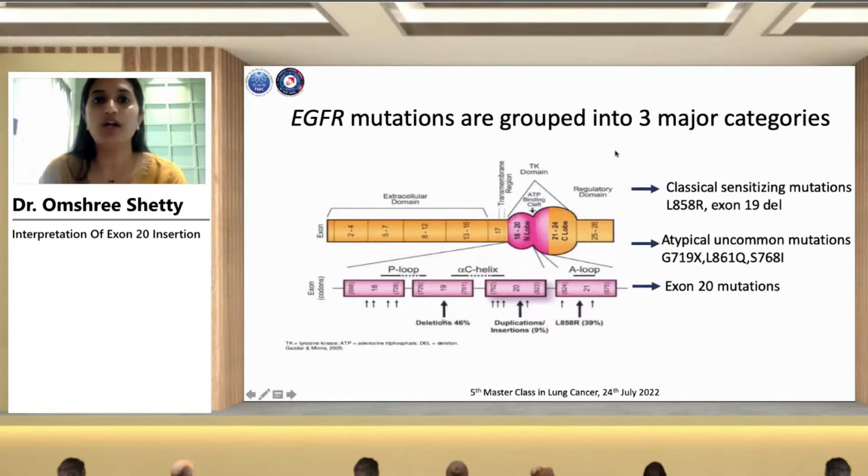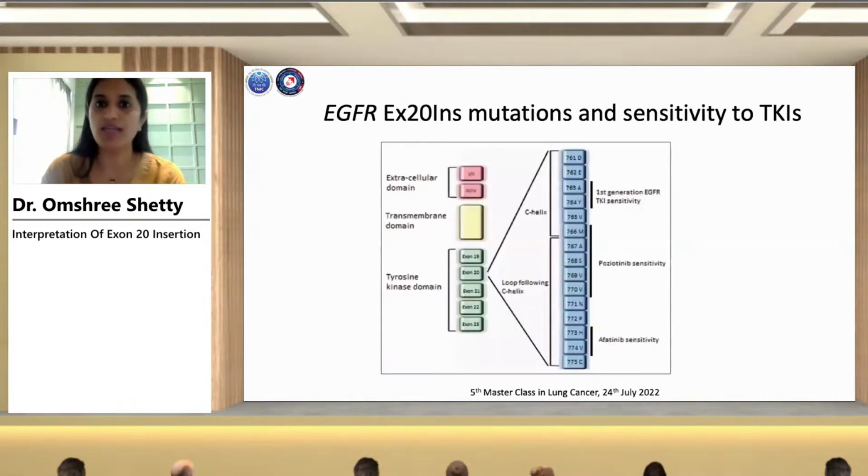decided. So if you can look into all those things, EGFR mutations are broadly grouped into three major categories. The classical sensitizing mutations, as we all know, exon 19 deletions and L858R. The atypical uncommon mutations like G719X and L861Q and S768I. And then comes the EGFR exon 20 mutations. So what makes it so special?